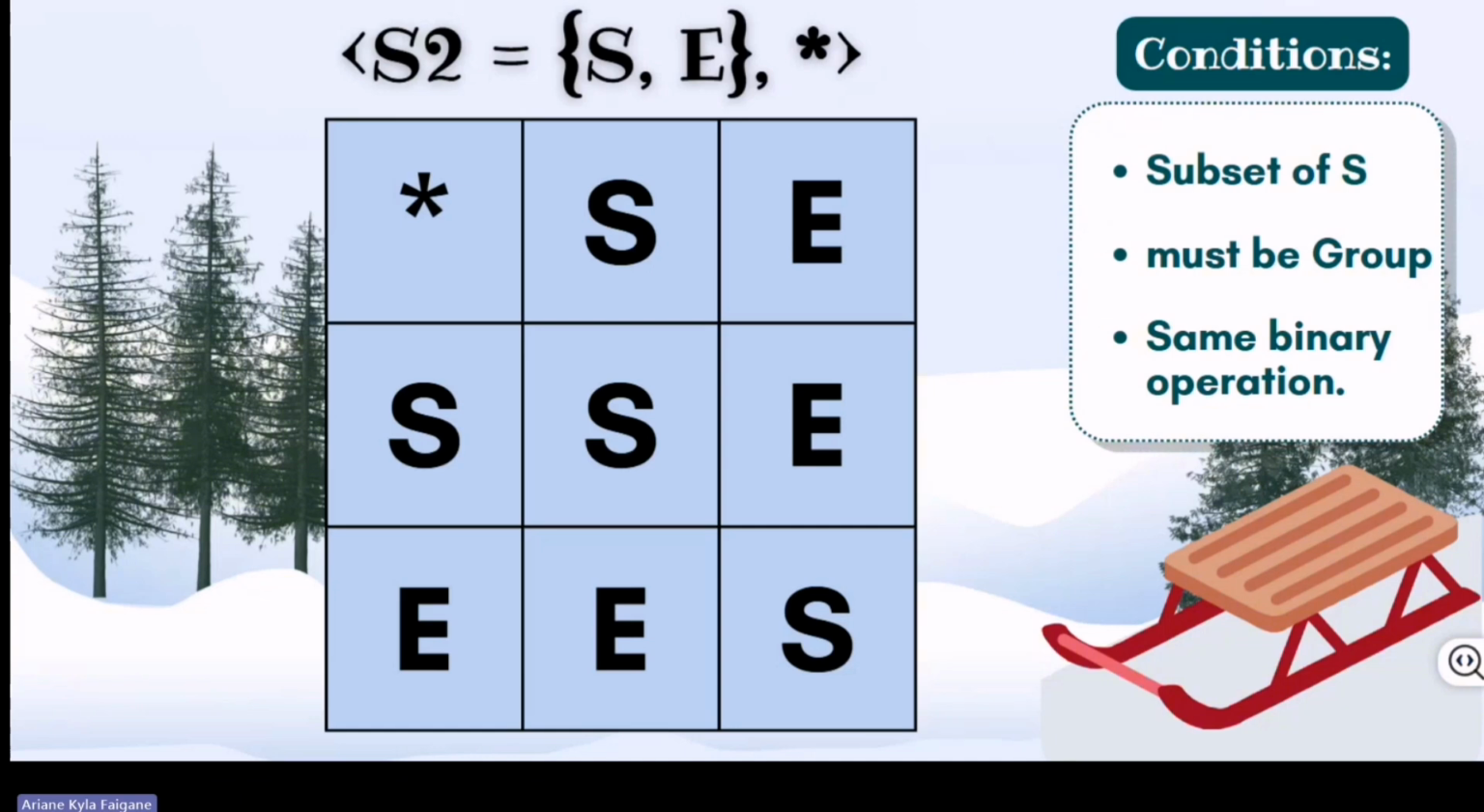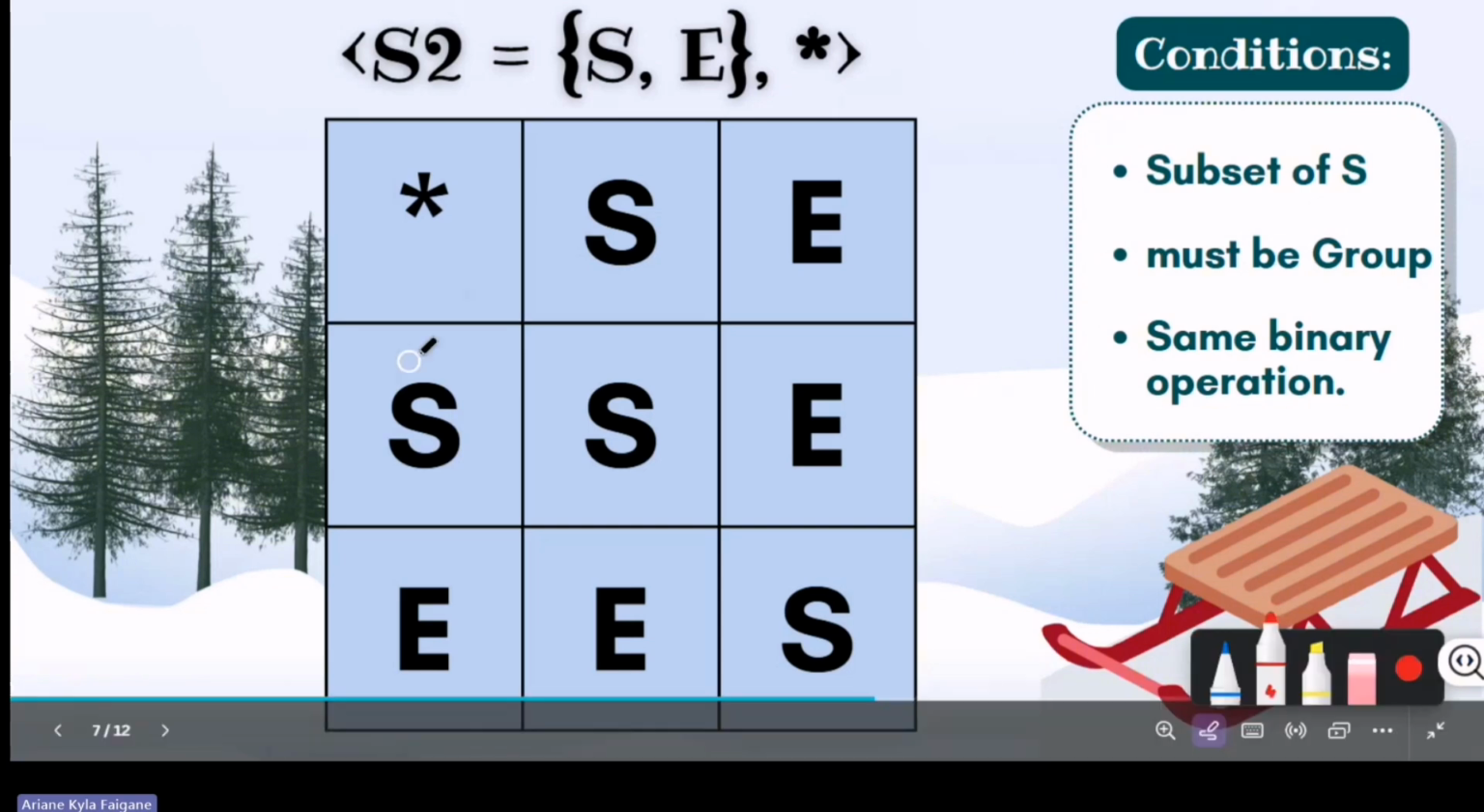Next, we have S sub 2, and it has the elements S and E. So we need to know if {S, E} is a subset of S. S and E are elements of set S, so it is true that S sub 2 is a subset of S. So now, does S sub 2 form a group? To know that S sub 2 forms a group, it must satisfy the given conditions: it must be closed, it must be associative, and have an identity element, and have an inverse element for all.